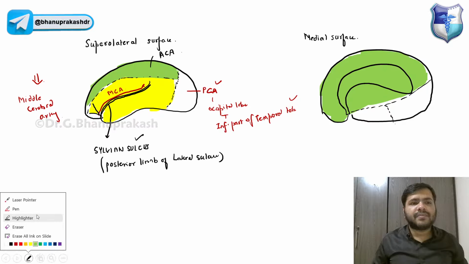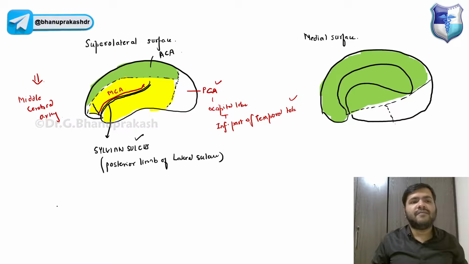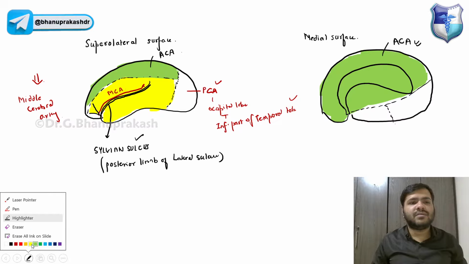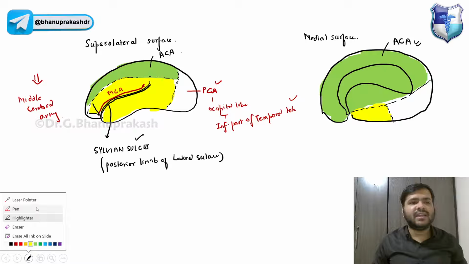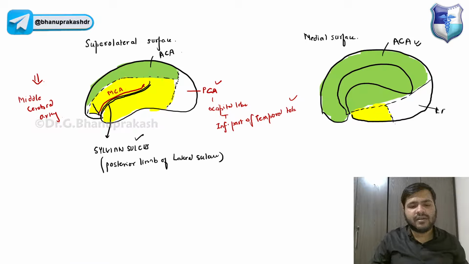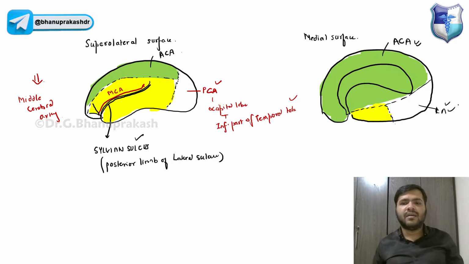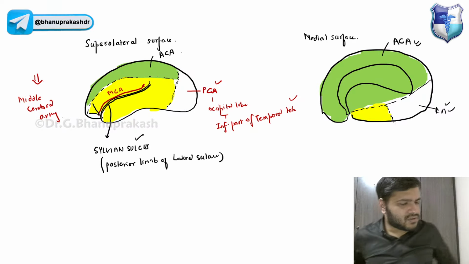Yes, we have this anterior cerebral artery, which is supplying the major part of the medial surface. Whereas, remember, the middle cerebral artery supplies only a small part of the temporal lobe. And guys, the remaining is again by the posterior cerebral artery, right? Posterior cerebral artery. So that is about the blood supply, guys.